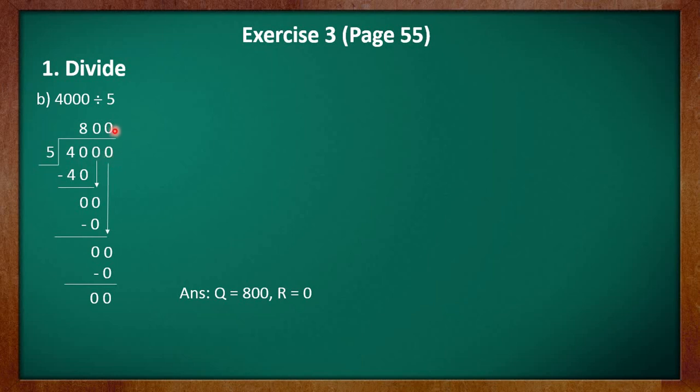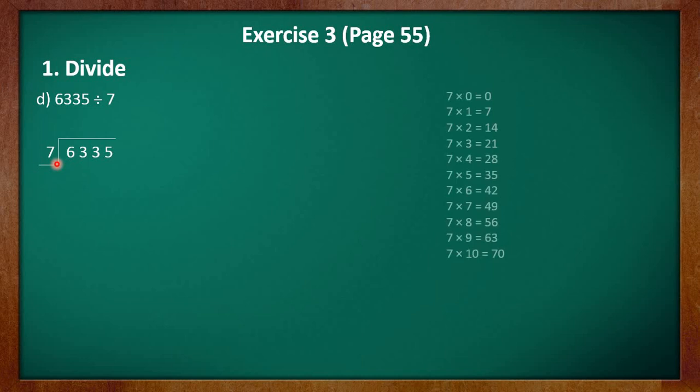Let's now take a look at D part of question 1, which says 6,335 divided by 7. So in this case, 6,335 is the dividend and 7 is the divisor. Now kids, when we start dividing these numbers, we can observe that 6 is smaller than 7, right? So we cannot divide 6 alone by 7. So we will take the next digit with it, which is 3. So the number becomes 63 now.